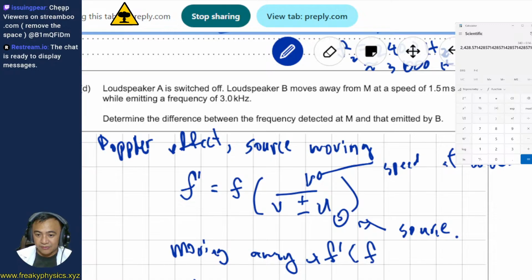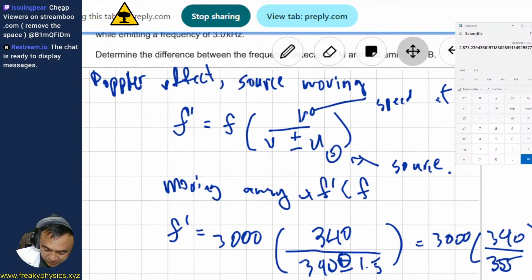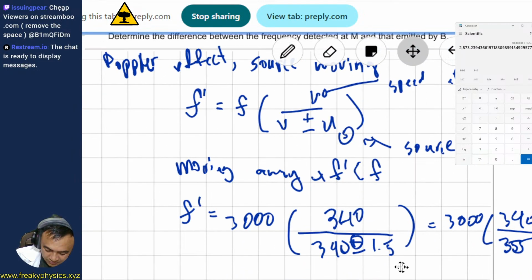Okay. So finally, calculate. Sorry, I'm missing a zero here. So 3,000 times 340 divided by 355. That's gonna give us 2,900 hertz. So f prime is equal to 2,900 hertz.